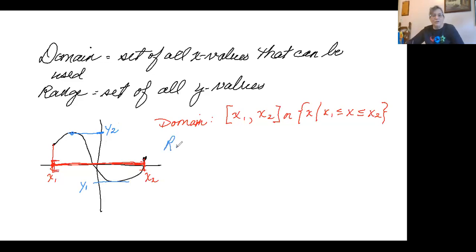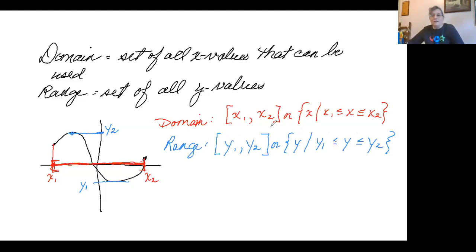The range, since both of these points are included, is going to go from y1 to y2, or we could say it's the set of all y values such that y1 is less than or equal to y is less than or equal to y2.